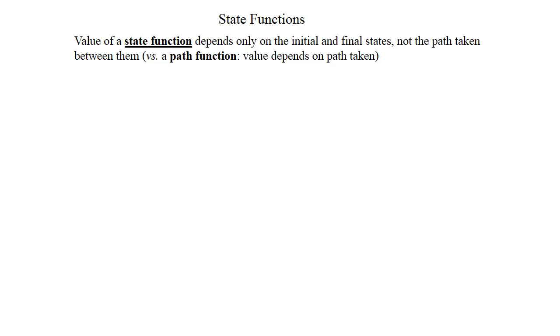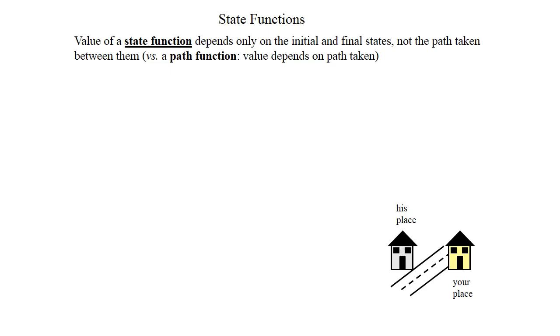There is a different kind of function called a path function where the value of that function does depend on the path that you took. So an example of this in everyday life would be your house and your friend's house, and he lives across the street from you. Let's say he lives 100 feet away. You could just walk to his house and you would walk 100 feet.